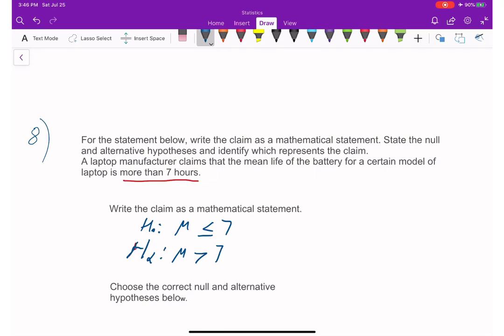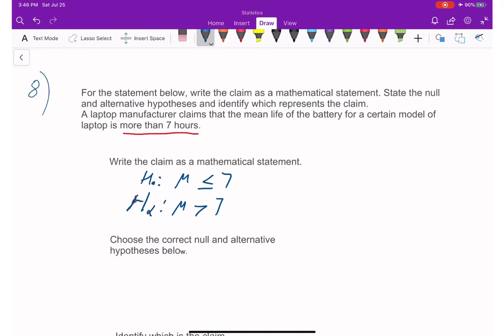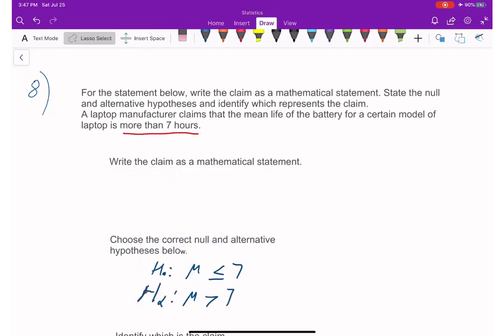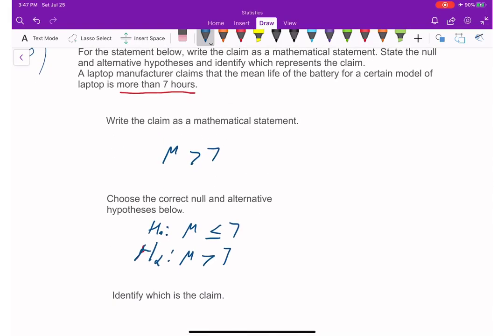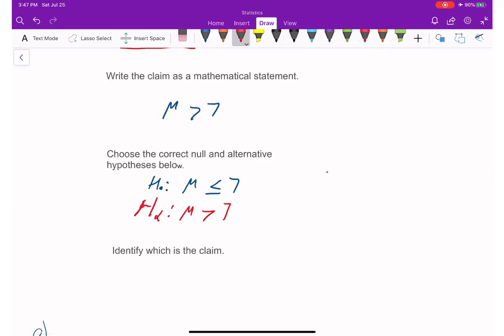And we already have it. We don't need this. This is the same thing. Well, I guess, okay. This should go here. And the claim here is going to be mu is greater than 7. That's what it's going to be. And our claim is alternative. Okay? All right. Here it is. Which one is the claim? Right? This is our claim.